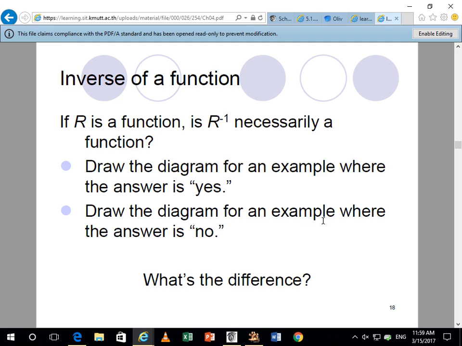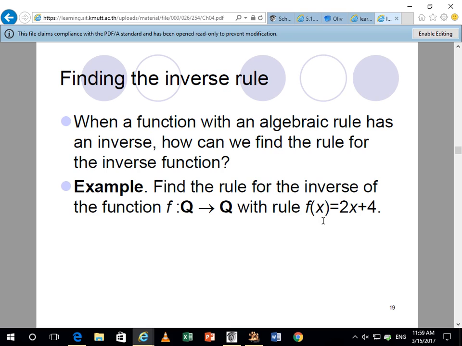So remember this, is R a function? We already answered the question, no. And this last slide, find the inverse rule. Find the rule for the inverse with the rule of this. So in other words, given this equation, we want to find the inverse. It's very simple. So y equals to this.